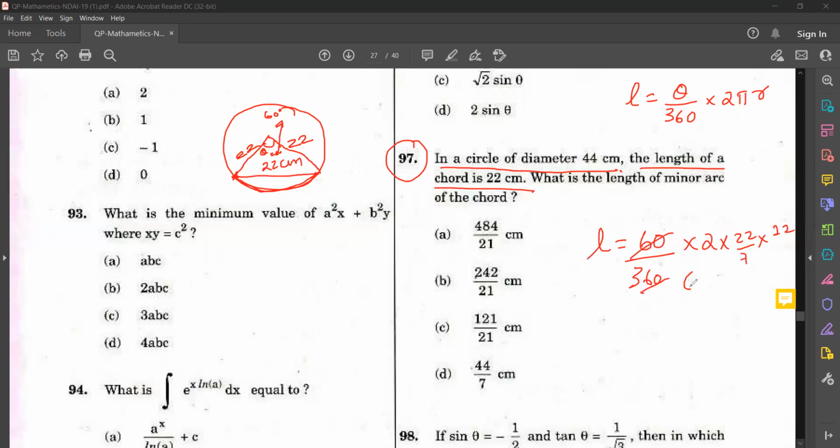So here we have 6, 3. So what I'll get is 484 by 21 centimeter. Option A is the correct answer.